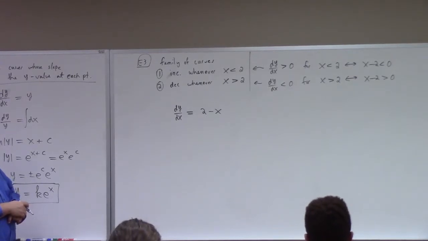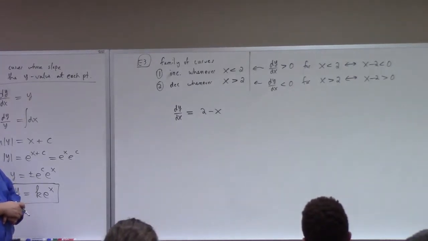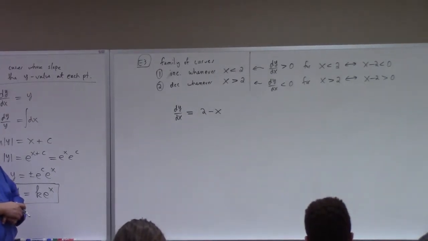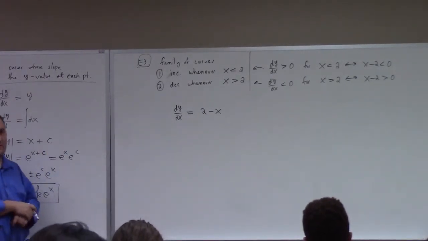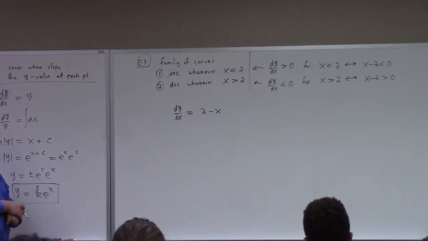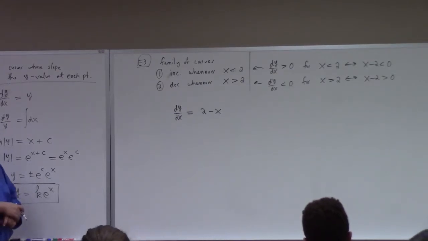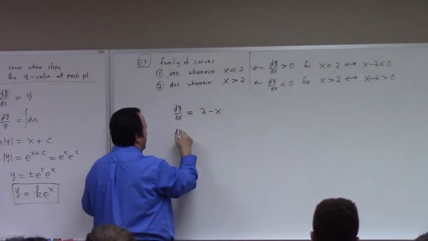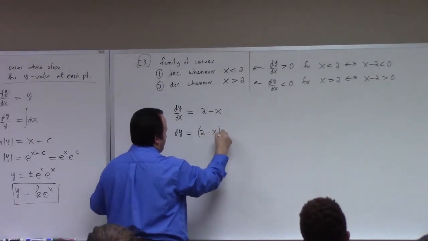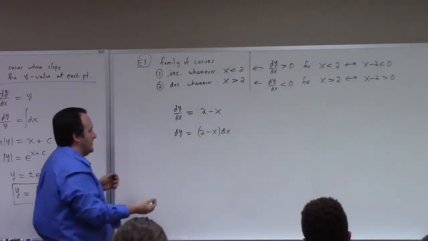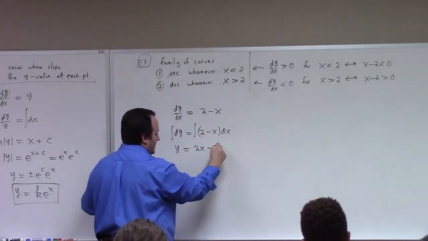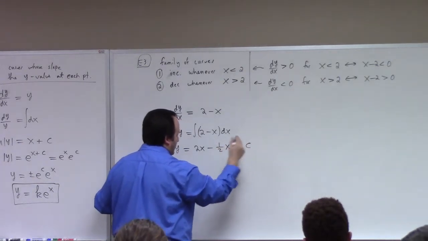If x is less than 2, then 2 minus x is positive. If x is greater than 2, then 2 minus x is negative. So solutions to this differential equation should follow the geometric data that I gave at the start, right? And then you can solve this. How do you solve it? This is dy/dx equals 2 minus x, so dy is 2 minus x dx, right? So what do we get? Integrating both sides, y equals 2x minus 1/2 x squared plus a constant.